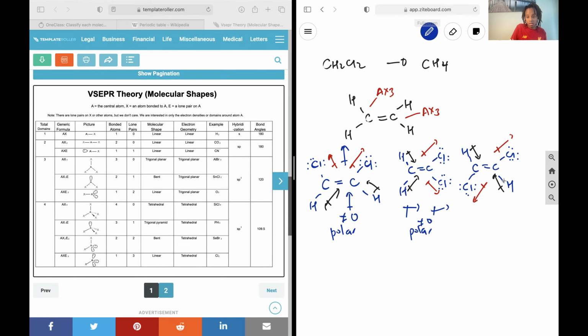Here, these two do cancel. They're equal and they're opposite, so they cancel. These two are also equal and opposite, so they cancel. And so we will have a 0 dipole moment, and this one will be non-polar.